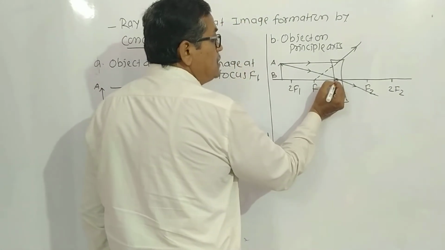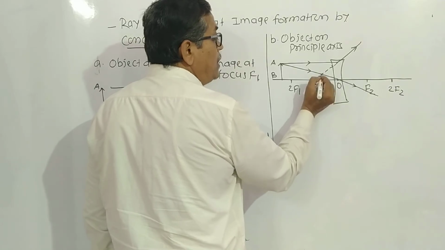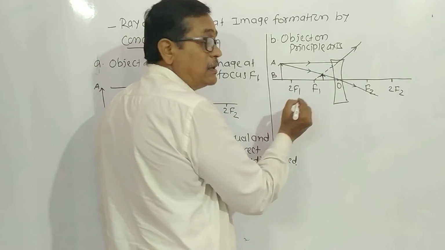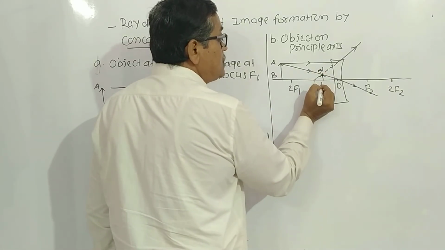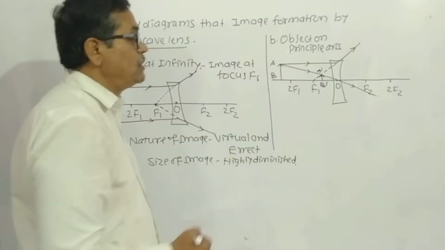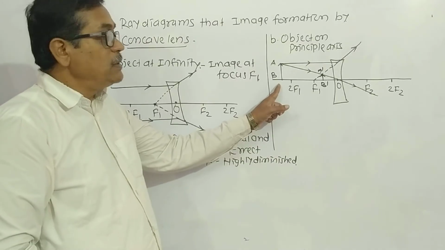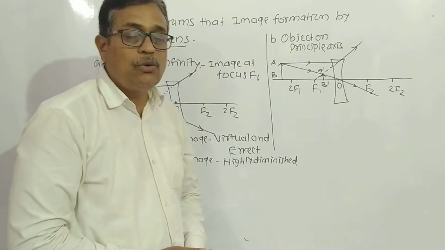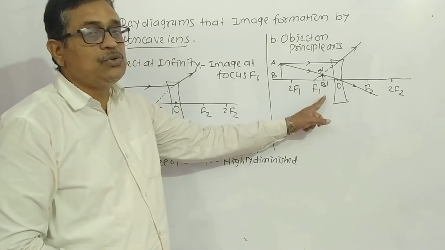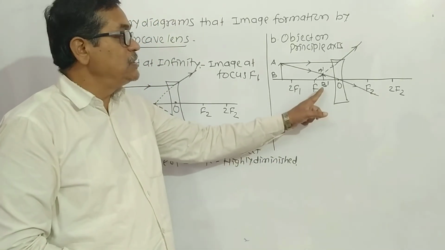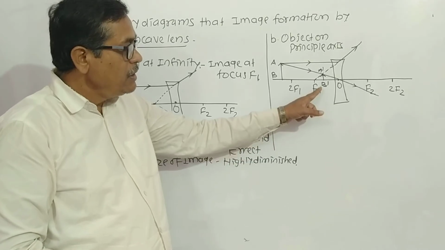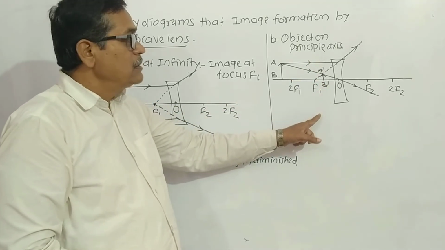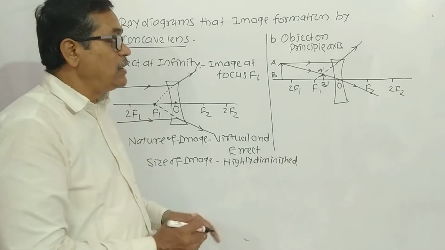These two light rays meet at a point between F1 and O, and here is the image of object. That is A dash B dash, the image of object. Means object on principal axis beyond 2F1, image between F1 and O, and it is virtual and erect image. Nature of image is virtual and erect. It is above the principal axis, and look here, that size is diminished, smaller than object.